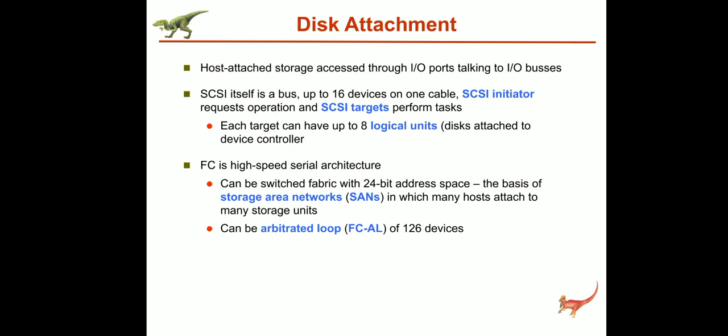So computers access disk storage in two ways. One way is through IO ports, that is also called host attached storage, and this is very common on very small systems. And the second way is through remote host, that is also called network attached storage, and this is in a distributed file system.